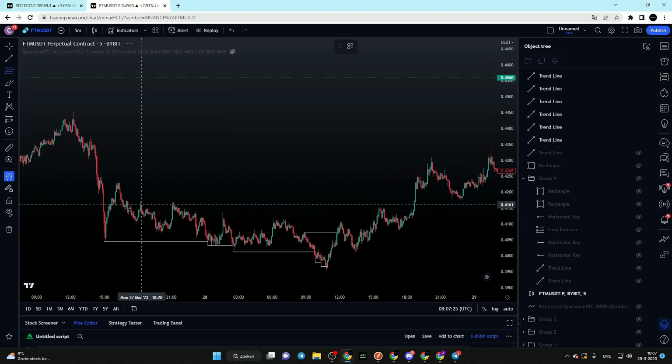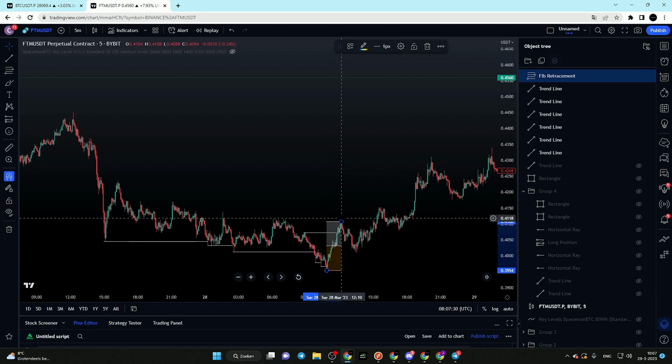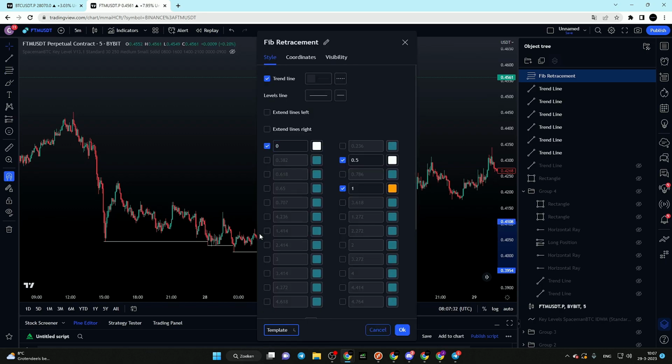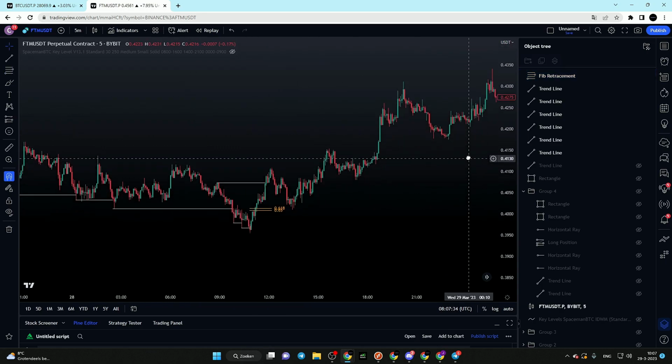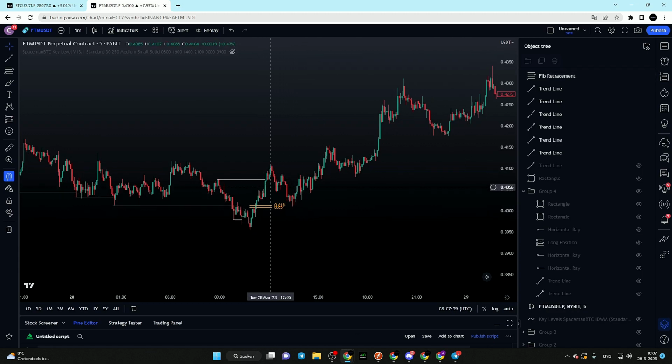Okay, 2 entry points. First one was at the Monday low over here. Second one was from swing low to swing high, we switch on our golden pocket, and what can we see? We bounce exactly to the dollar accuracy once again from our golden pocket. Strongest Fibonacci level out there.